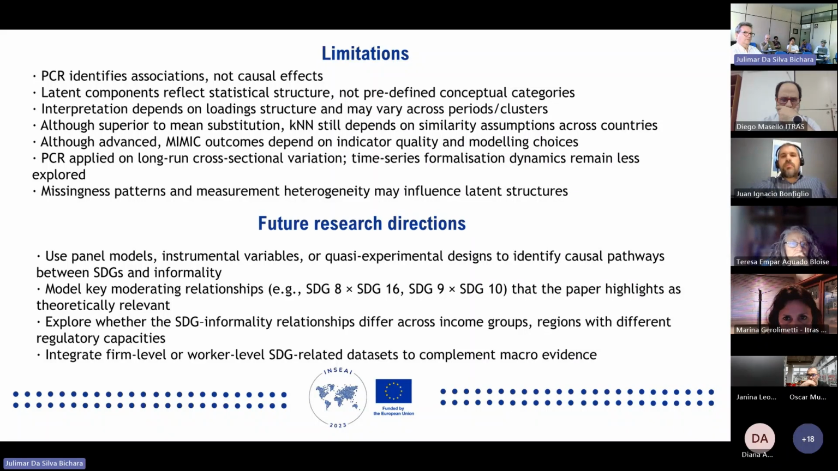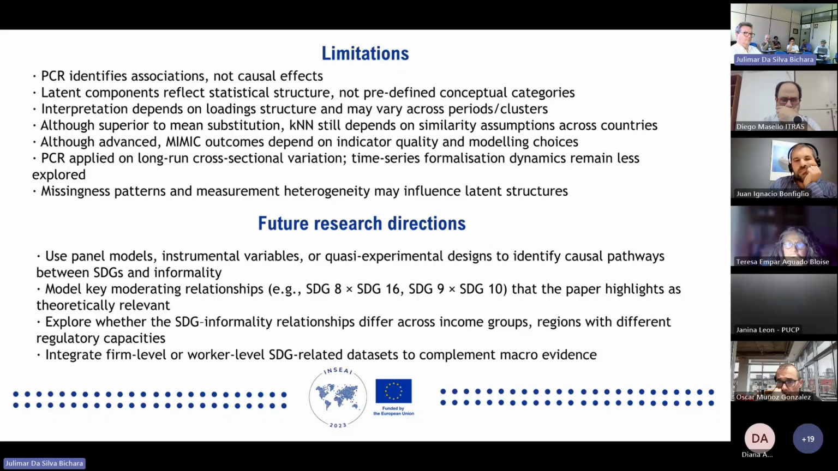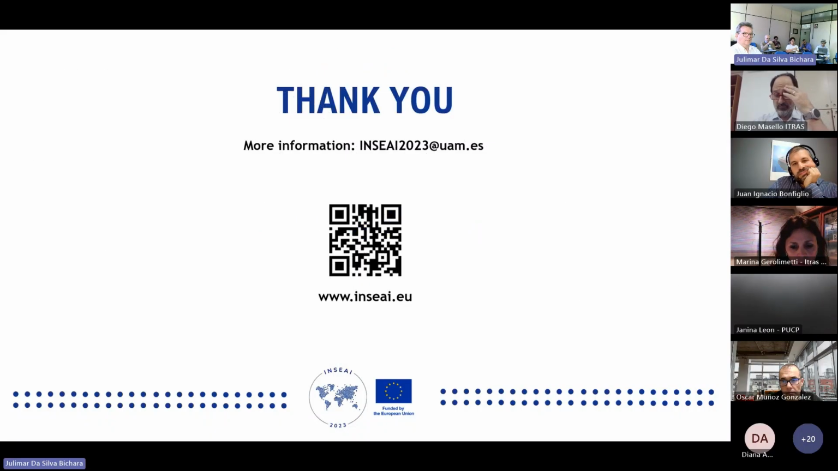So basically, we would include interaction terms between SDGs. We can explore whether the SDG-informality relationship differs across income groups. We can cluster the countries according to the IMF or World Bank country classification by income group. And we can also integrate some firm-level or worker-level SDG-related datasets to complement macro evidence. For that, we would need to employ some Eurobarometer data. And I think that's it from my side.